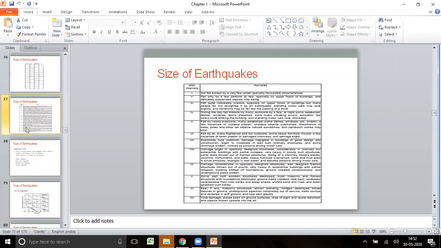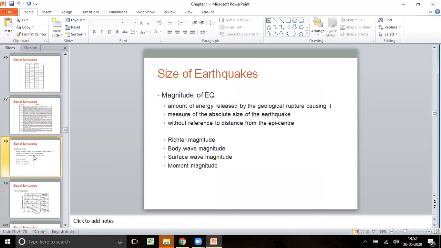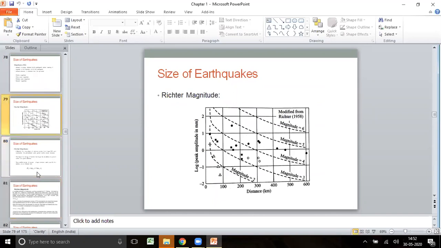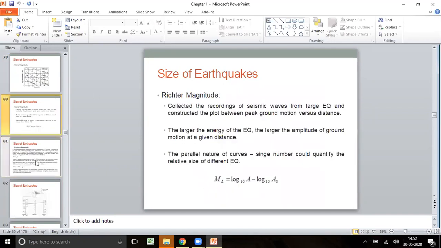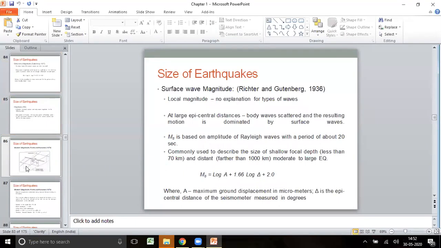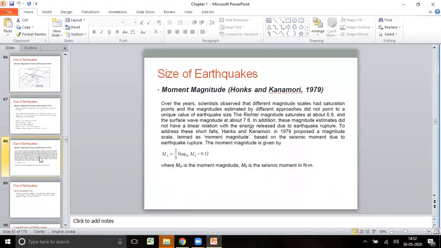Then magnitude. Again, the measure of the earthquake is magnitude. Magnitude can be classified into four types: Richter magnitude or local magnitude, based on body wave characteristics it is body wave magnitude, and again surface wave magnitude, and the last one, moment magnitude. Most earthquake measures are given based on this moment magnitude value only. The moment magnitude you can calculate based on the seismic moment value, that is M naught.